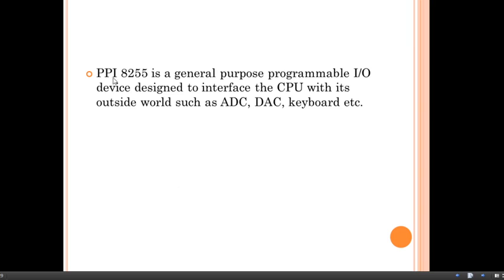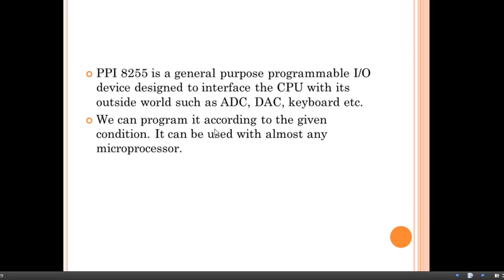Programmable peripheral interface PPI 8255 is a general purpose programmable input output device which is designed to interface the CPU with its outside world such as ADC, DAC, keyboard, etc. We can program it according to the given condition. It can be used with almost any microprocessor.